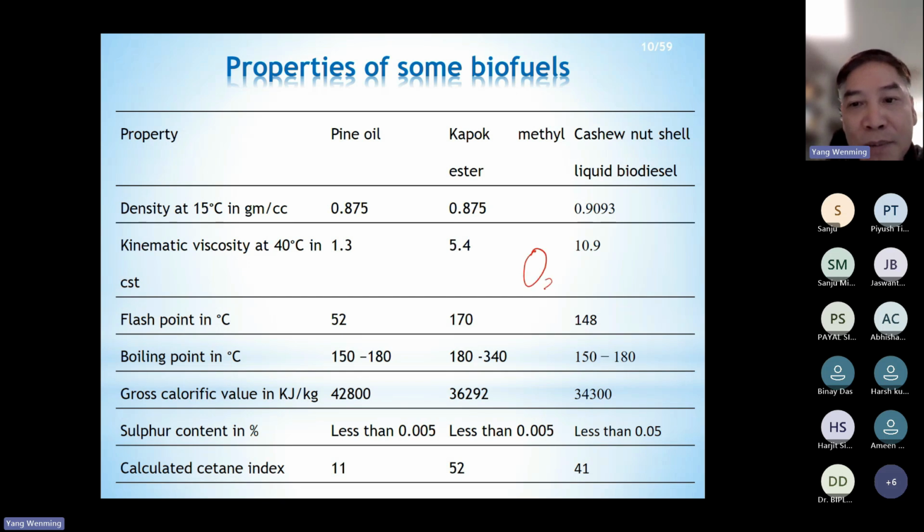Okay, the fuel contains oxygen atoms. Since the fuel contains oxygen, it itself doesn't contain energy, correct? Because oxygen cannot be burned to produce energy, correct? So the biodiesel has a lower heating value.